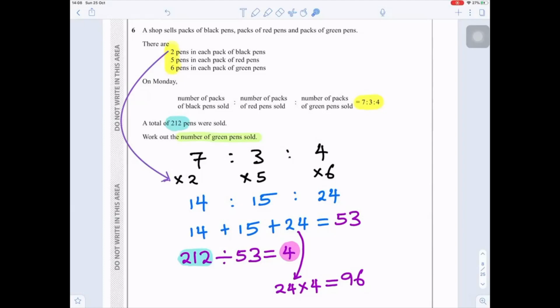So you first of all work out 7 times 2, 3 times 5, 4 times 6. And then you add them up, it gets 53. And 212 divided by 53 gives you 4. And 24 times 4 is 96.